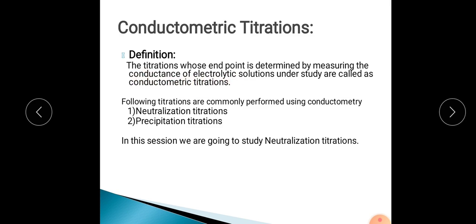Now conductometric titration can be commonly implemented for neutralization titrations and precipitation titrations. Neutralization titrations are those which take place between acids and bases, and precipitation titrations are those in which the product of the reaction is a precipitate. Particularly in today's video, in this session, we are going to study neutralization titrations by conductometry. We are going to focus only on neutralization titrations by conductometry.